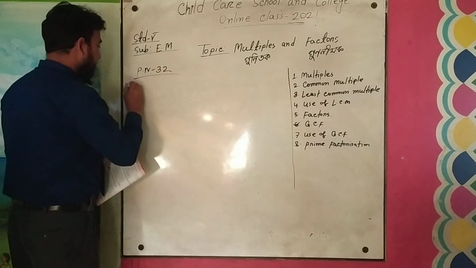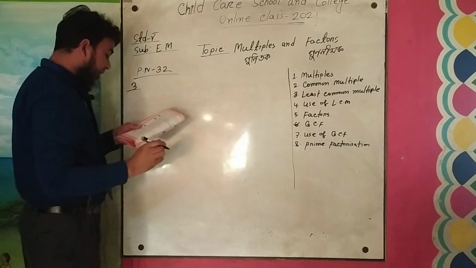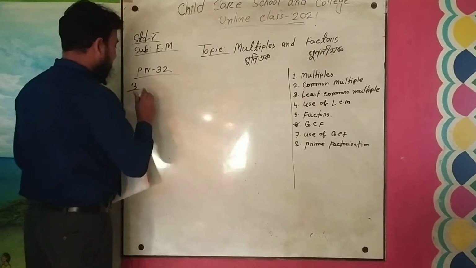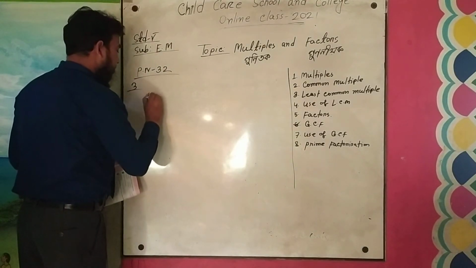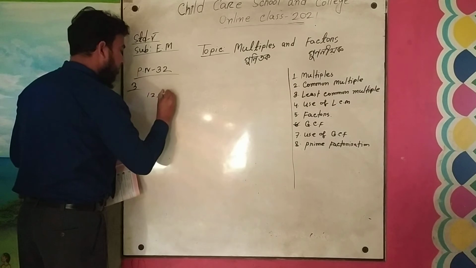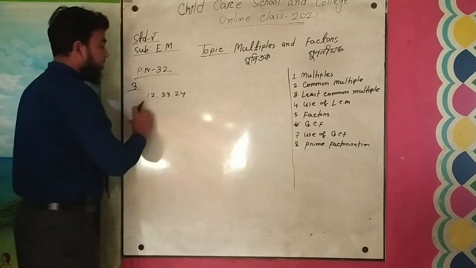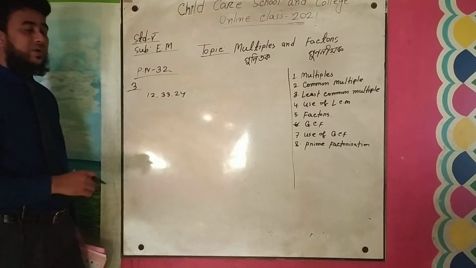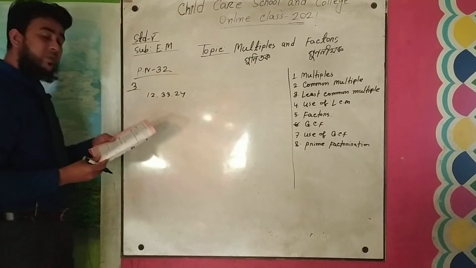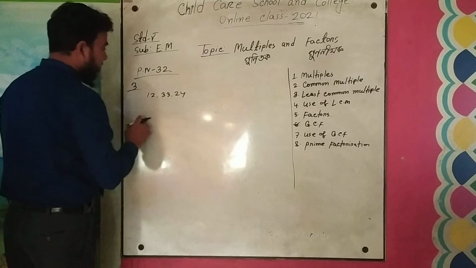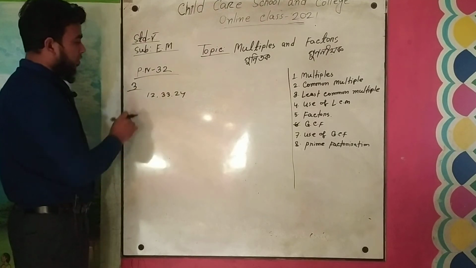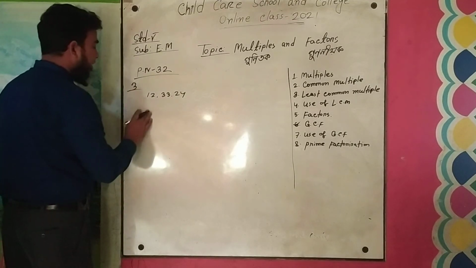and here is question number 3: find the GCF of the following numbers. First one is 12, 33 and 24. There are 3 numbers. So how can we find out the GCF of these 3 numbers? At first we have to write the factors of these.